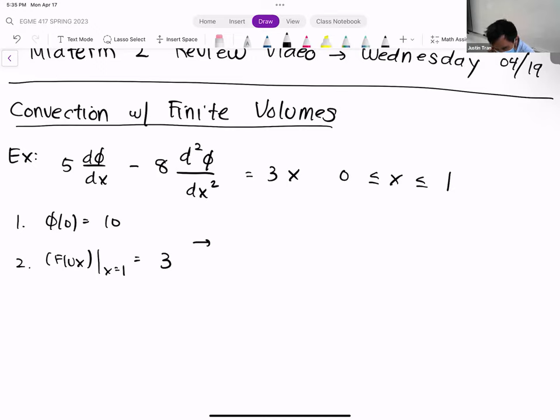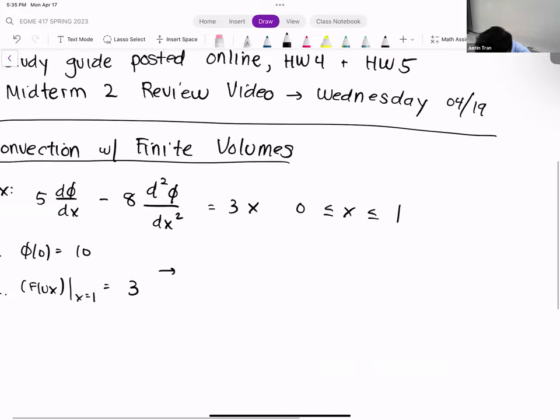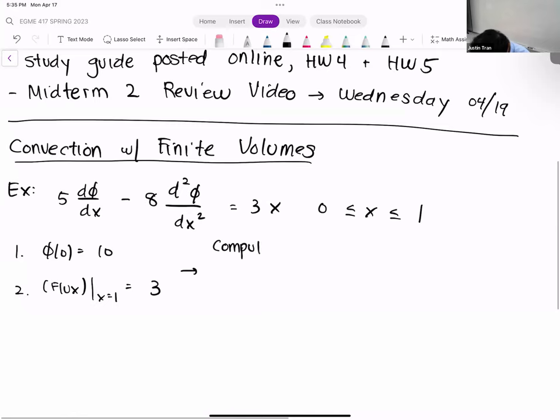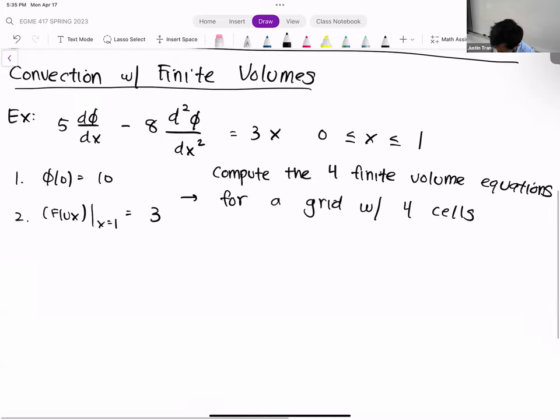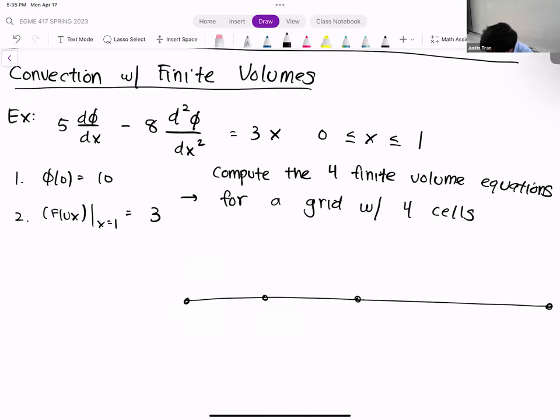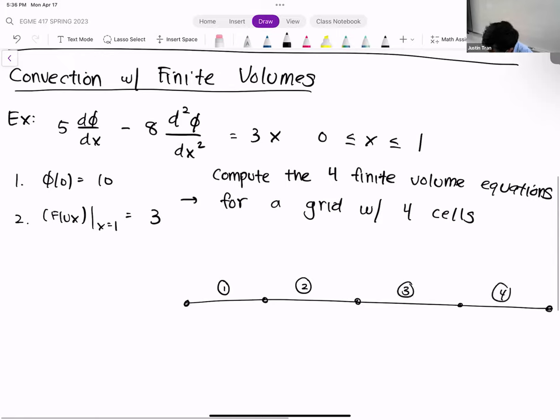Okay. All right, so what we want to do for this problem, at least at first, is hand calculations. We're going to compute the 4 finite volume equations for a grid with 4 cells. Our grid is going to look like the following. We have our 2 endpoints here. There are 4 cells: cell 1, cell 2, cell 3, cell 4.